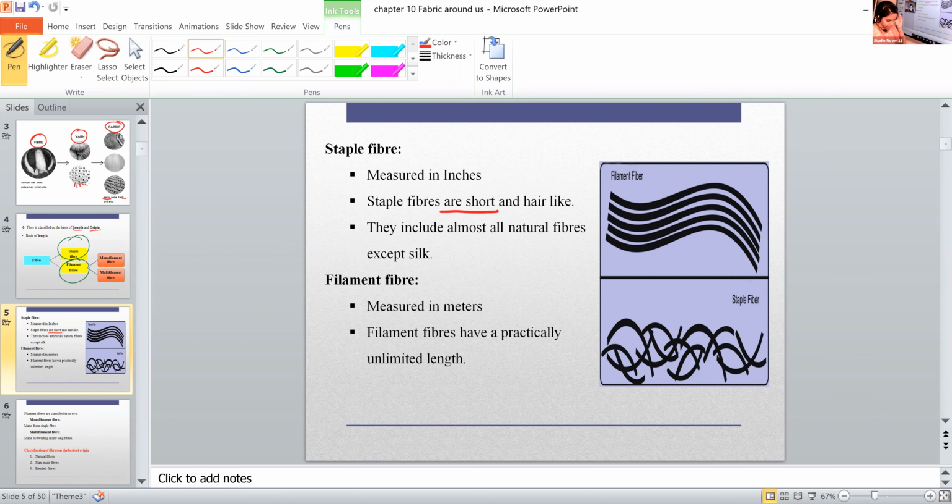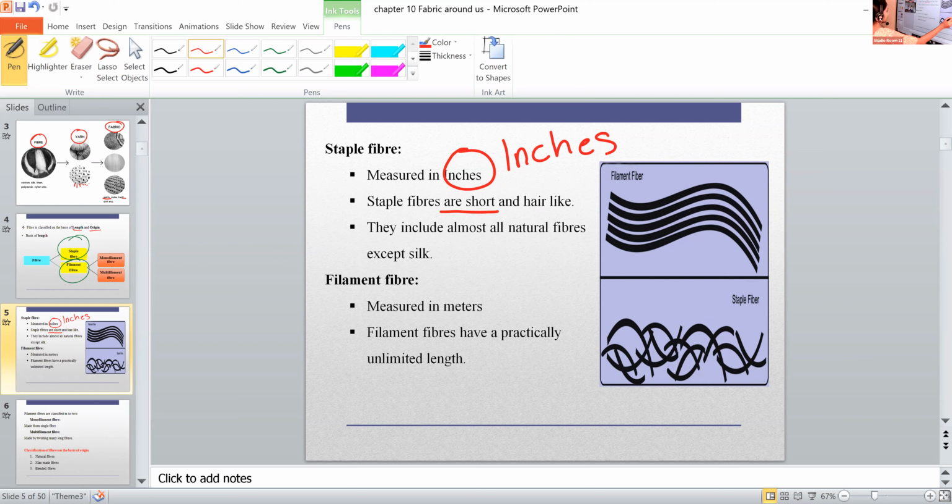Note down. They are called staple fibers and these are measured in inches. It is very important. Staple fibers are measured in inches. So on the basis of the length, the fibers are classified into two, that is staple fiber and filament fiber. First is staple fiber. Staple fibers means the fibers are short, the very short fibers.